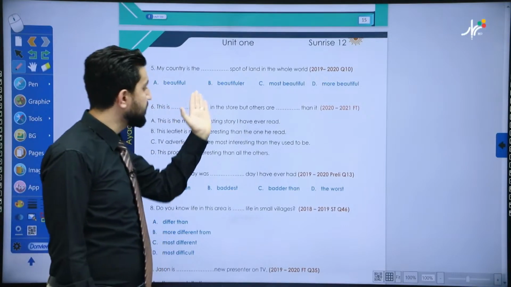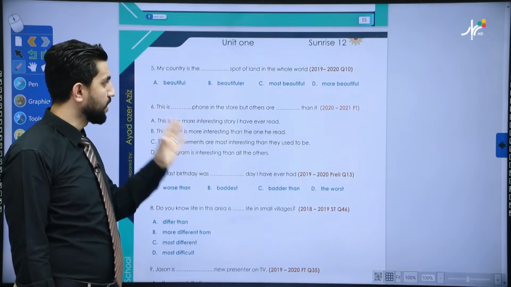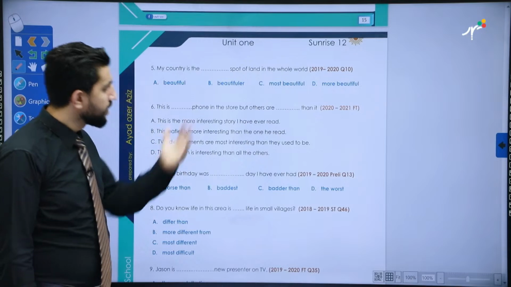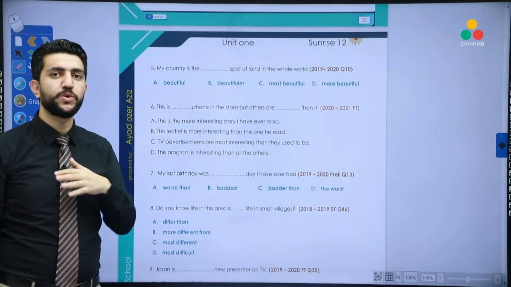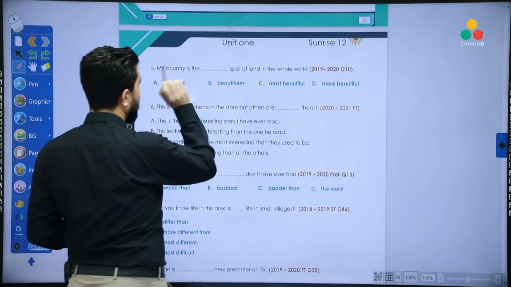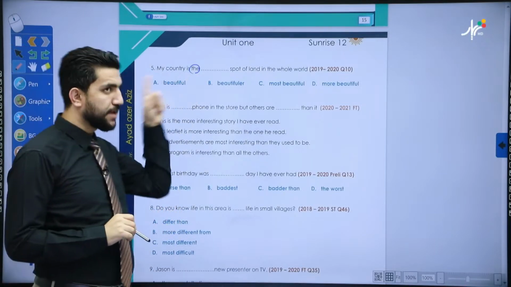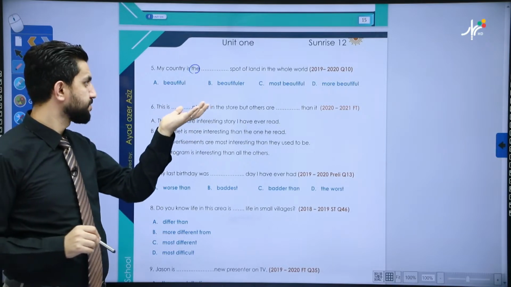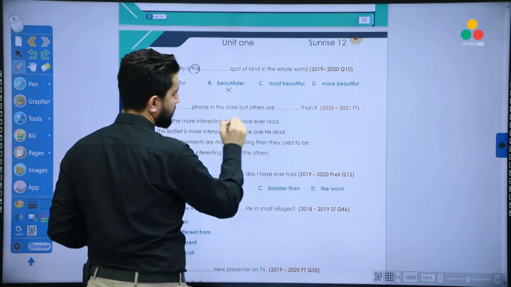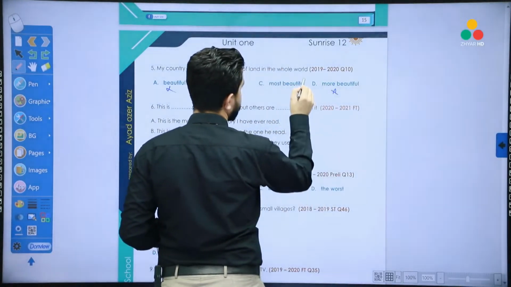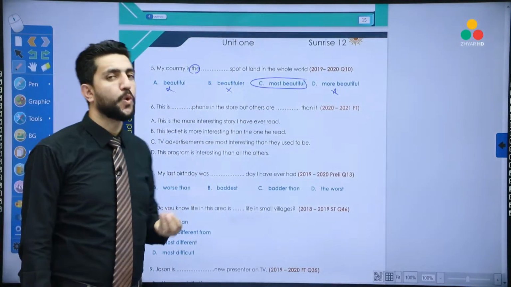My country is the spot of land in the whole world. Let's take a look. Do we have than, from, the in the sentence? If we have the, it's superlative. If we have than, we use it with comparative. So the is superlative. Let's see which one is superlative. Most is superlative. Beautiful is adjective. Beautifuler is comparative. More beautiful is also comparative. So most beautiful. My country is the most beautiful spot of land in the whole world.